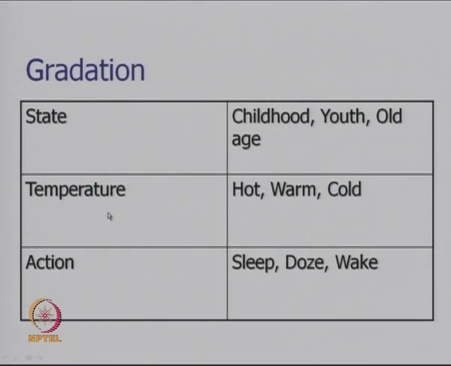There can be temperature gradation, hot and cold are opposite ends of a spectrum, warm is a stage in between. Action: sleep and wake are antonymous, opposite ends of a spectrum. Doze, which is a half asleep, half wakeful state, is a middle ground. This is a middle state between sleeping and waking.